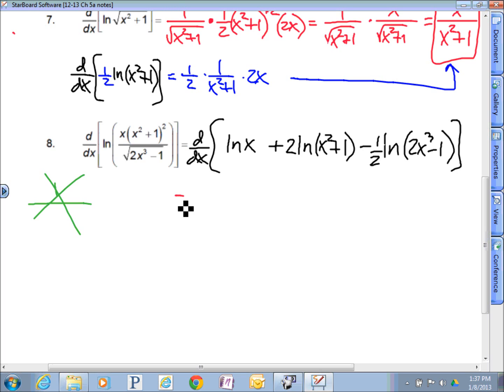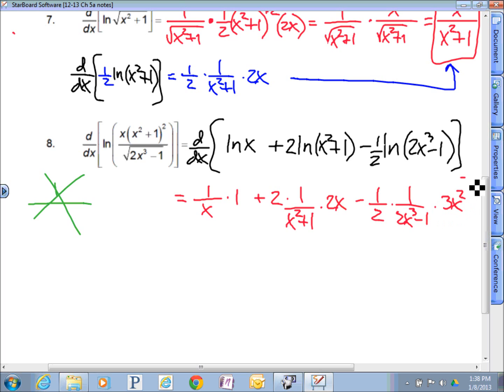So if I go to now take my derivative, well, let's follow my derivative rule. Derivative of natural log of x is 1 over x times 1. Plus, I've got a 2 along for the ride times the derivative of natural log of x squared plus 1, 1 over x squared plus 1, times the derivative of x squared plus 1, which is 2x, minus, there's a 1/2 that's along for the ride, times the derivative of natural log of 2x cubed minus 1, which would be 1 over 2x cubed minus 1, times the derivative of 2x cubed, which would be 3x squared.